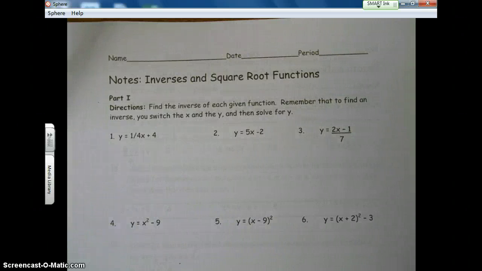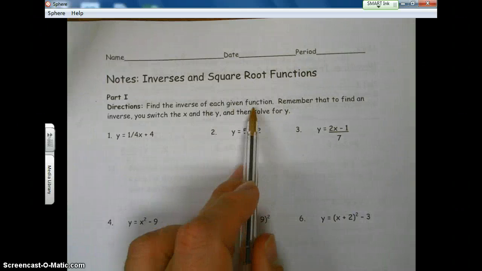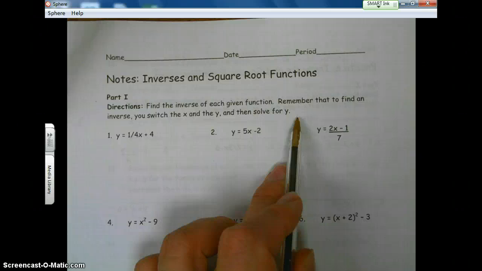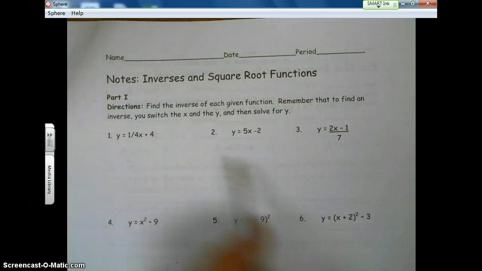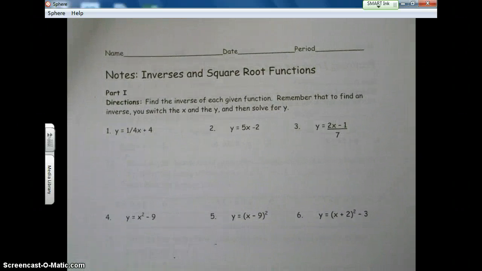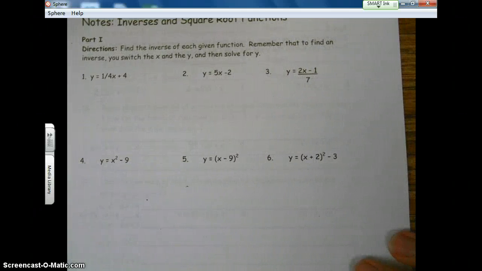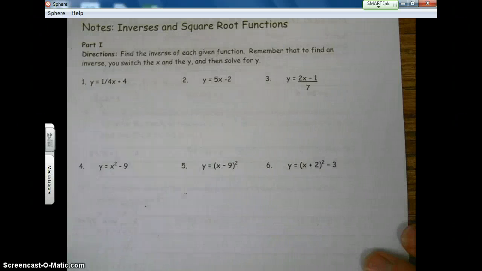Basically, I'm going to go over a few of these. It says find the inverse of each function. Remember that to find an inverse, you switch the x and the y and then solve for y. So this is pretty much more finding the inverse. Now I'd like to go over some of these with you real quick.